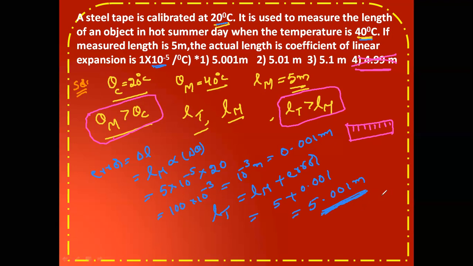This is about the calculation part. This model is very important. Here the calibrated temperature is given as 20, but the operating temperature is 40. So as the separation increases between the two divisions, you are getting the lesser value. If you are getting the lesser value, the true value is equal to the measured value plus the error in the measurement. This is one of the very important points everyone has to keep in mind.